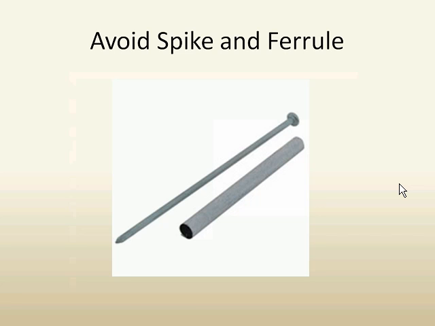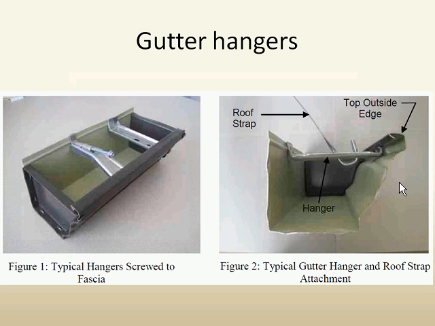So, as I mentioned, try to avoid the spike and ferrule because it can be pulled out due to that expansion and contraction. Here are some typical gutter hangers. They call them hidden hangers that ride on the inside of these K-style gutters, and you've got a bolt there that can be screwed into the fascia board. You can also use roof straps to attach to this hidden gutter hanger.